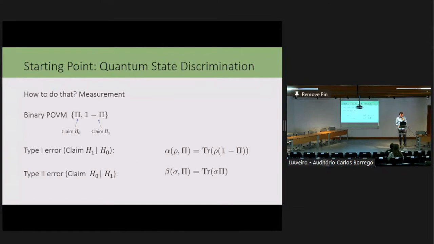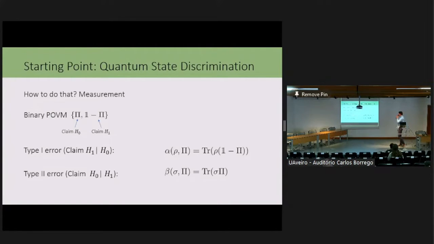And okay, how are you going to do that? The only real thing you can do is just do a measurement. And because you want to discriminate between two possible options here, the thing you really want to do is some kind of binary POVM. That's the most general thing you can do. The way I'm going to set this up is I'm going to call one of the elements pi, and the other one is going to be identity minus pi. If I measure pi, I'm going to claim that h0 is true. If I measure the other one, I'm going to claim that h1 is true.